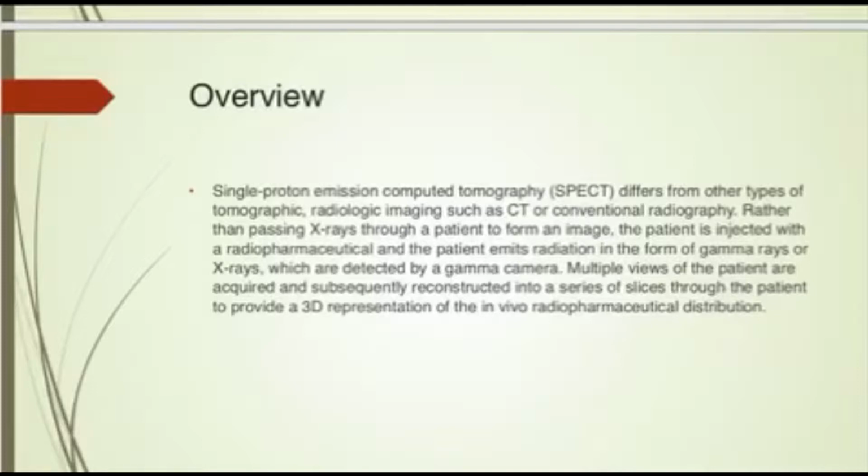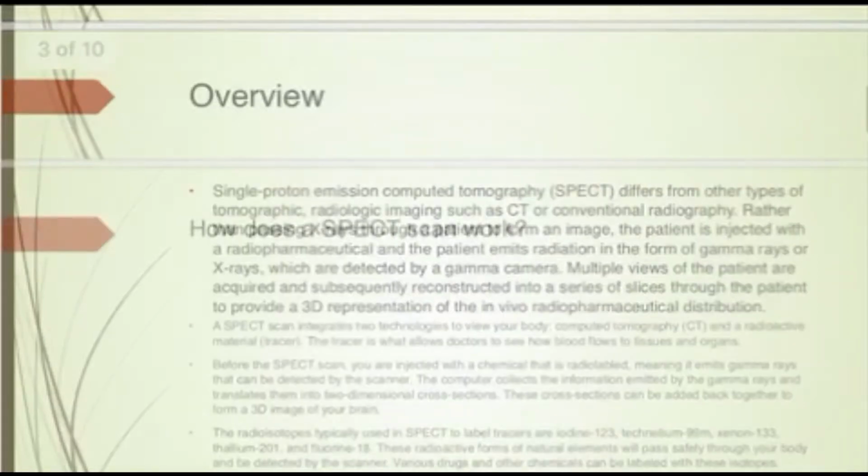The patient is injected with a radiopharmaceutical, and the patient emits radiation in the form of gamma rays or X-rays, which are detected by a gamma camera. Multiple views of the patient are acquired and subsequently reconstructed into a series of slices through the patient to provide a 3D representation of the in vivo radiopharmaceutical distribution.